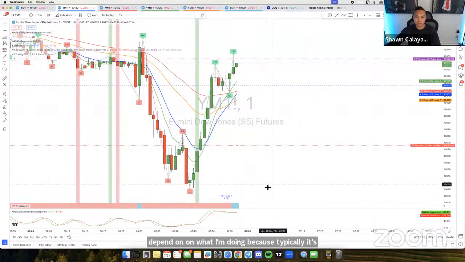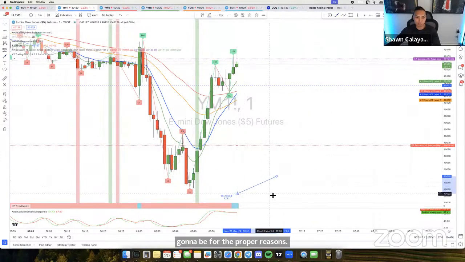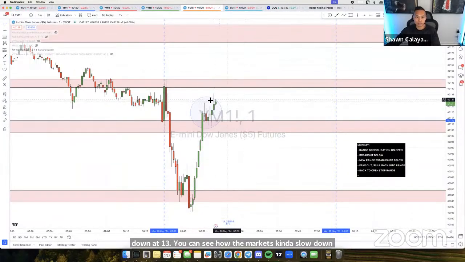So the ATR is down to 14. It's probably going to drop down to 13. You can see how the market's kind of slowed down a bit. Let's go back to our clean chart.